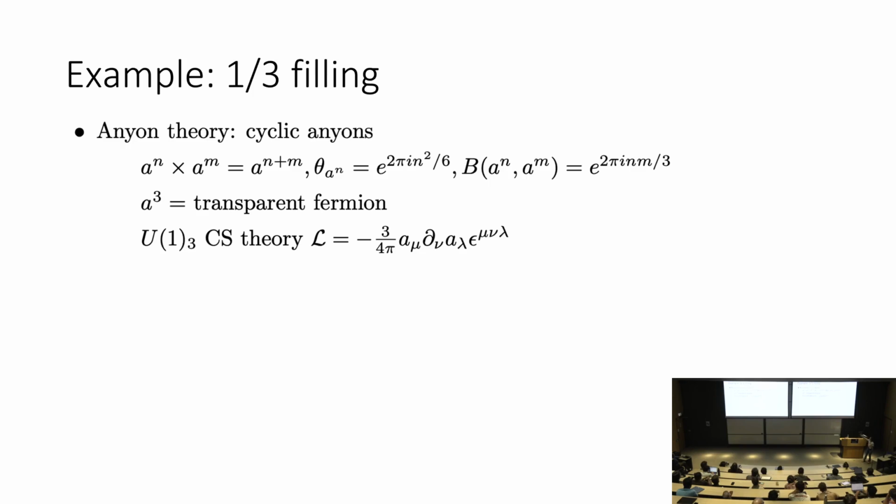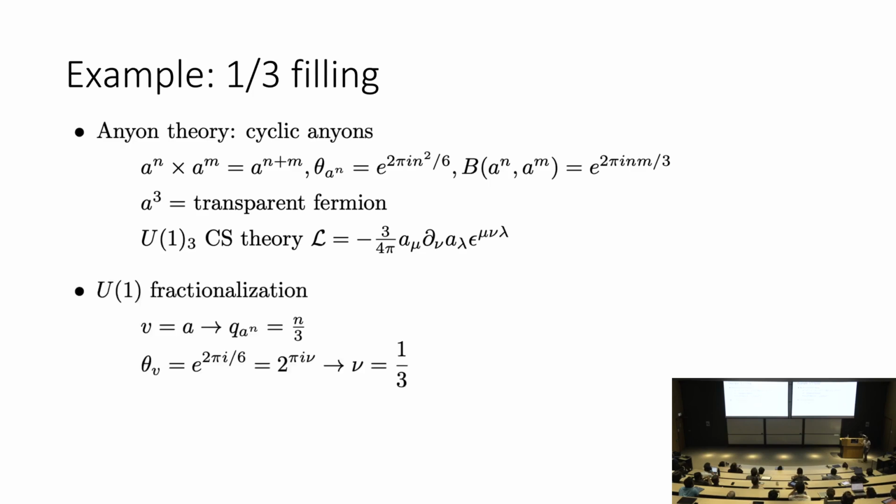And the anyons are just cyclic, they're abelian, they have these fusion rules and these spins and braiding properties, and you can see that n can run from 0 to 5. The a to the third, where a generates this U(1) level 3, is our transparent fermion because it braids trivially with everything else. And if we choose the vison to be the generator of this U(1) level 3, you can see from the topological spin that we have exactly filling fraction 1/3.